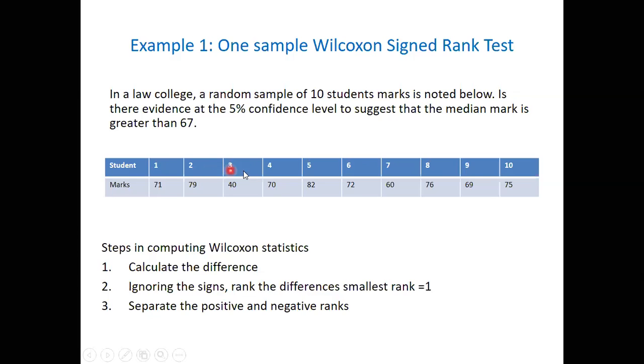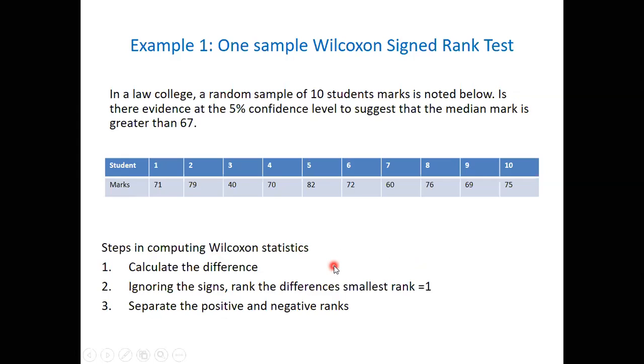Now, look at the 10 students, and these are the scores they were marked. And you are comparing it with a median score or mark of 67. Maybe that was the mark in the previous year or in another law school. Whichever way, you are comparing this group with the median of a separate population, or the same population before. Now, how do you do that? You see, you have only one set.